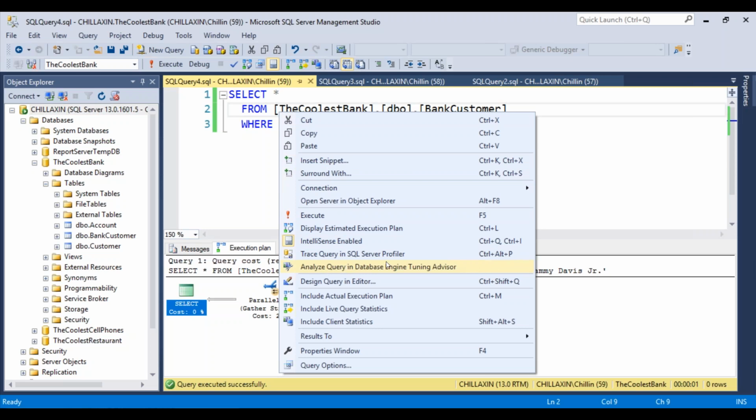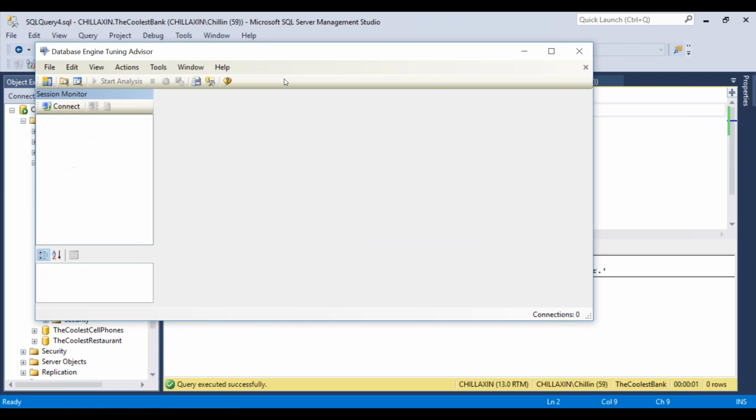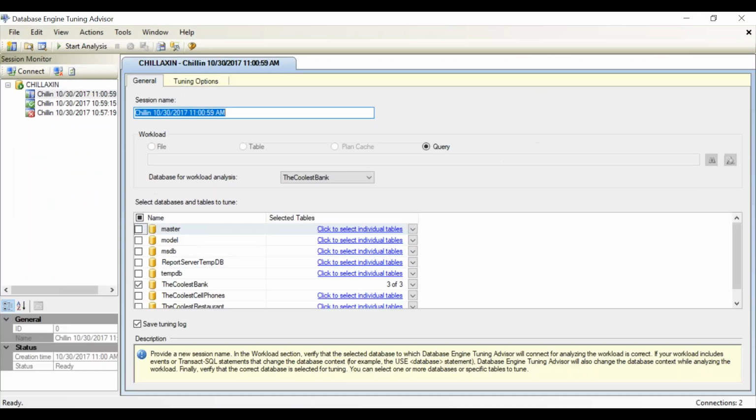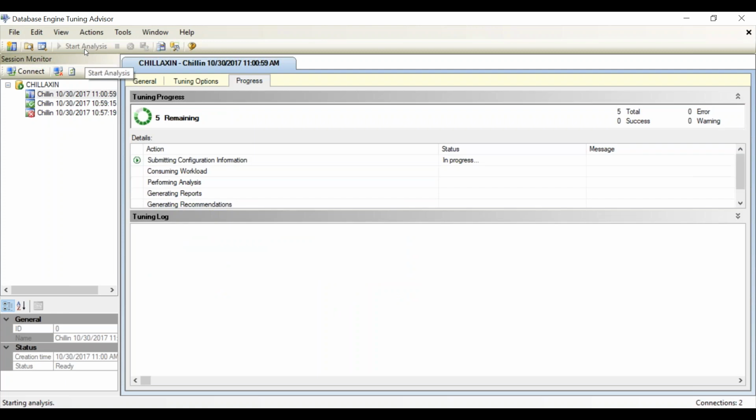Analyze our query in the Database Engine Tuning Advisor. It's going to pull that tool up and put our SQL statement in there. And it's already set. It already knows the SQL statement. All we have to do is just run it. It runs for a little bit and then shows us the result of what the recommendations are.